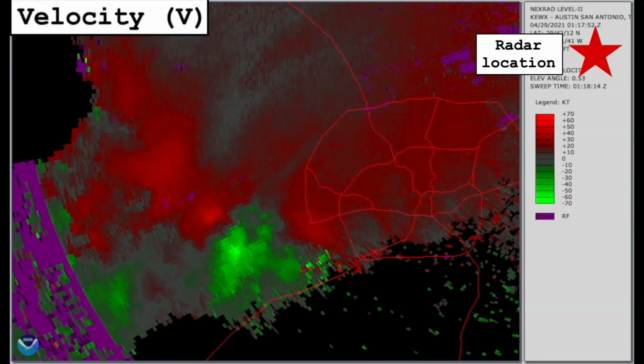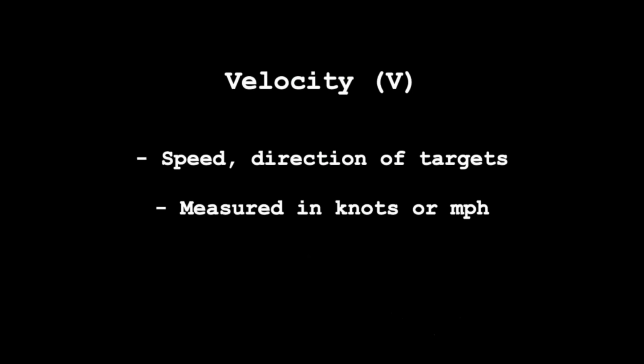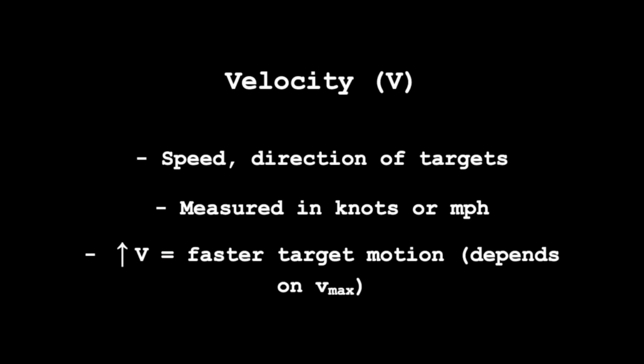Depending on the radar program you're using, velocity is measured in either knots or miles per hour. Typically, higher velocity values indicate targets moving more quickly, but, as we mentioned earlier, this depends on the radar's maximum unambiguous velocity. Again, we'll get into this in depth later on in this module.